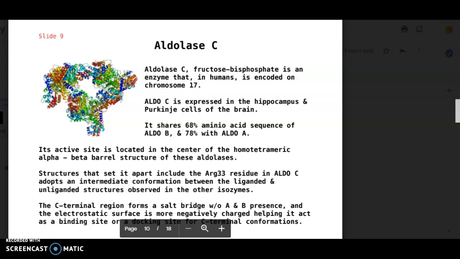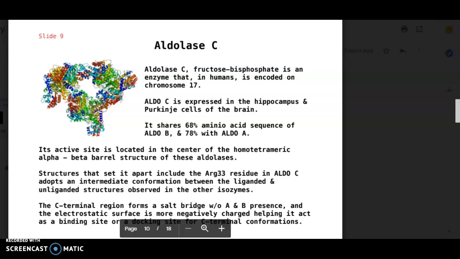The encoded protein is a glycolytic enzyme that catalyzes the reversible aldol cleavage of fructose 1,6-bisphosphate and fructose 1-phosphate to dihydroxyacetone phosphate and either glyceraldehyde 3-phosphate or glyceraldehyde, respectively. The amino acid sequence of ALDO-C is highly similar to those of the other isozymes, sharing 68% identity with ALDO-B and 78% identity with ALDO-A. And they are conserved in the active sites of the three isozymes.